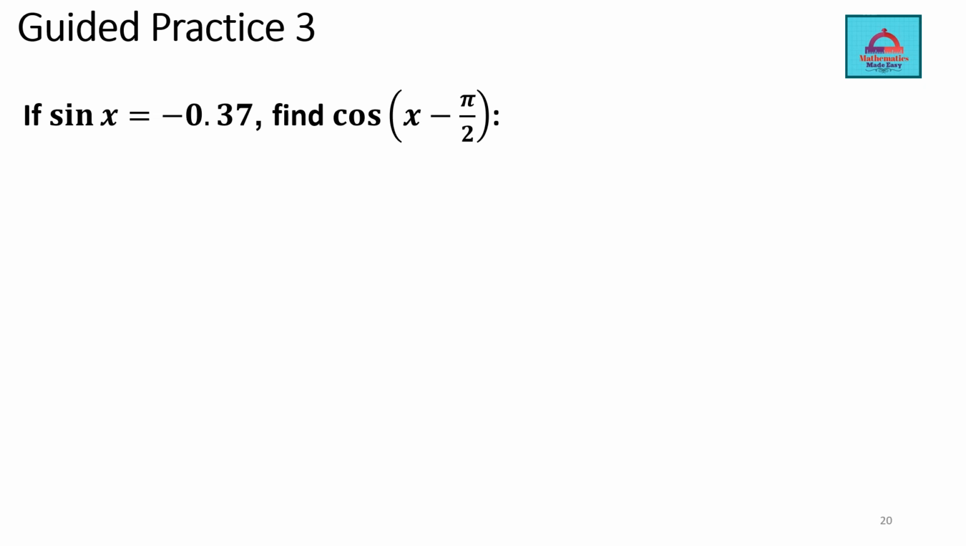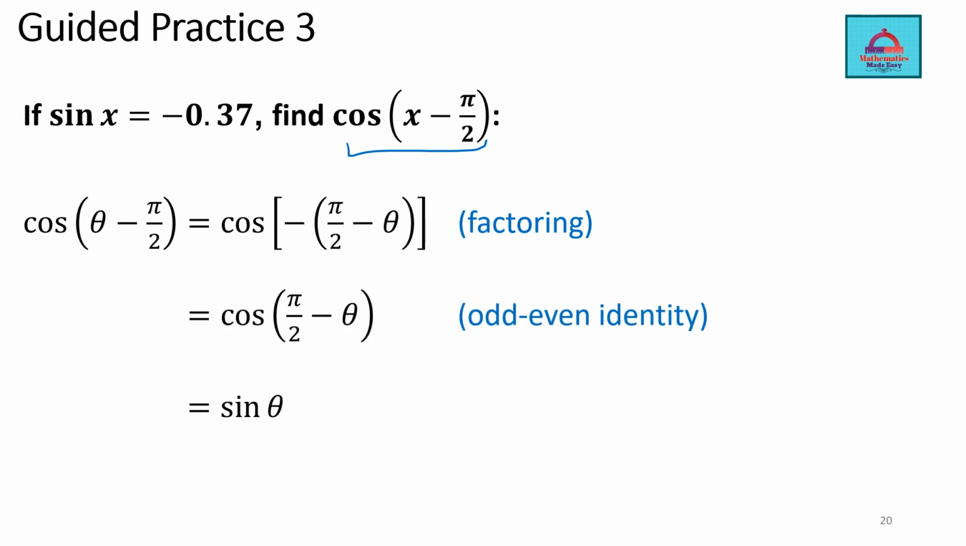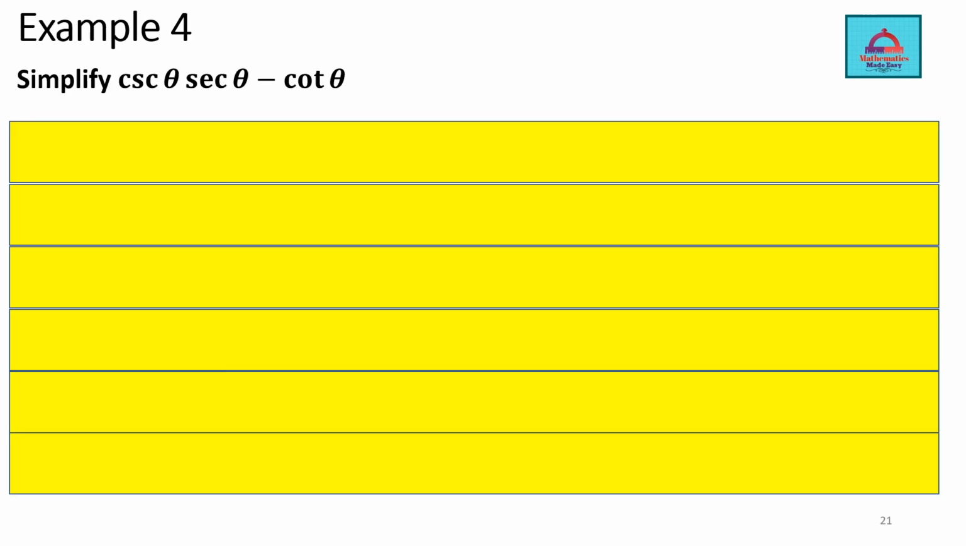Let's do one more. Now you need to find cos. So cos, again you will take a negative sign, but here if you see, cos is an even function, so its result would be even, which is sin x, or negative 0.37. So this is how you apply cofunction and odd even identities together. Now you can also use all these identities that you've learned, the five of them, namely reciprocal, quotient, Pythagorean, cofunction, odd and even, to simplify trigonometric ratios.